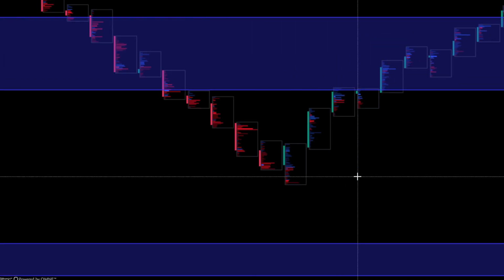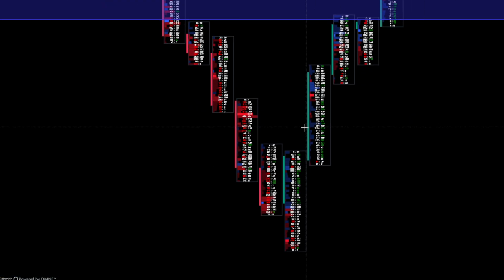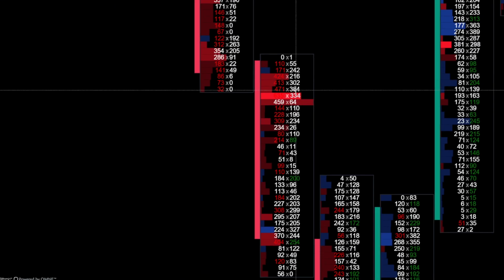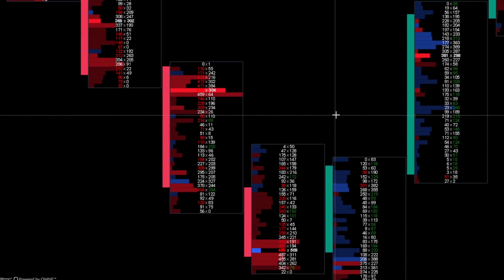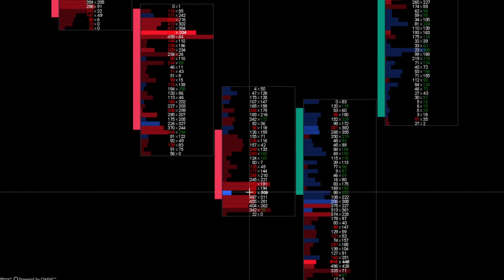So let's start with the first move to the downside. What we can see here is heavy aggressive selling. What do I mean by aggressive selling? I'm just going to take this candle as an example. This was the candle at 9:48. It's a red candle. Everyone can see that, just like the one before and the one after.